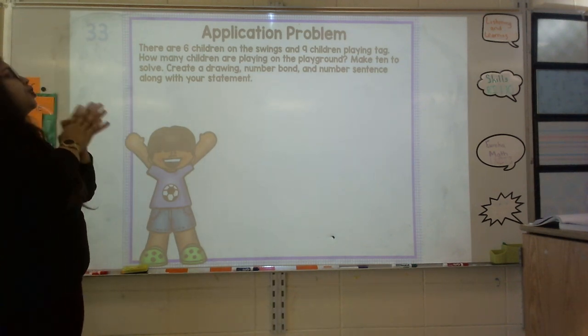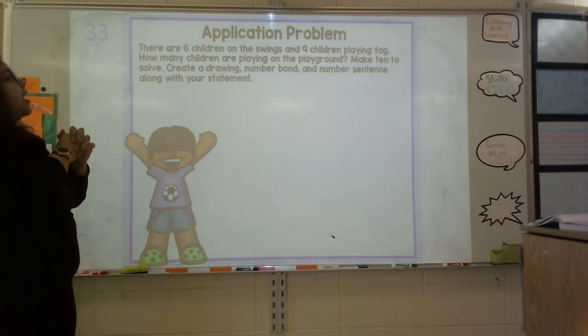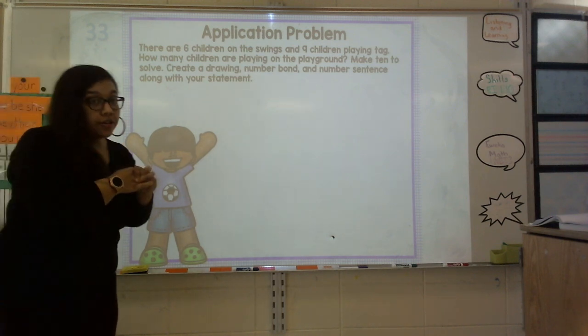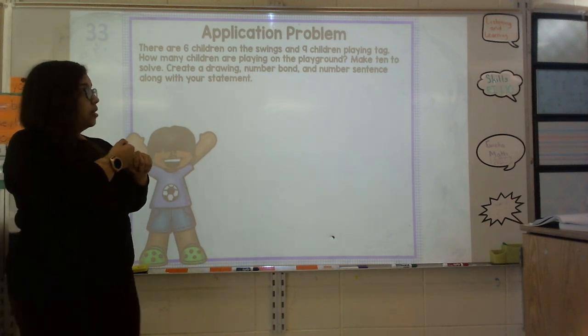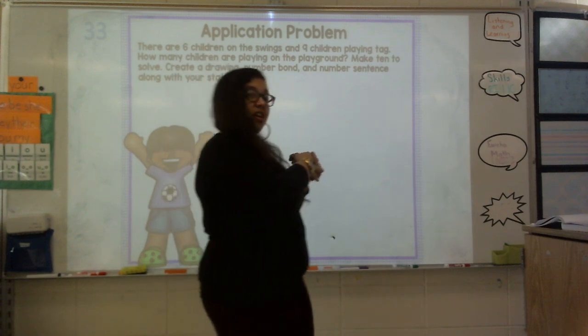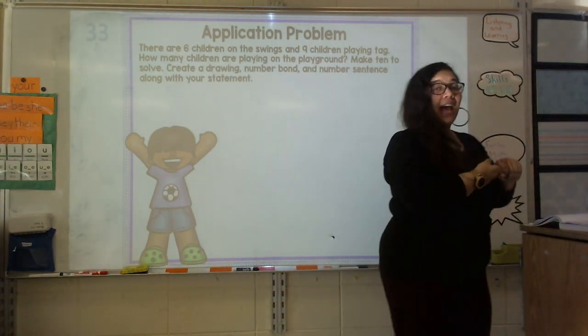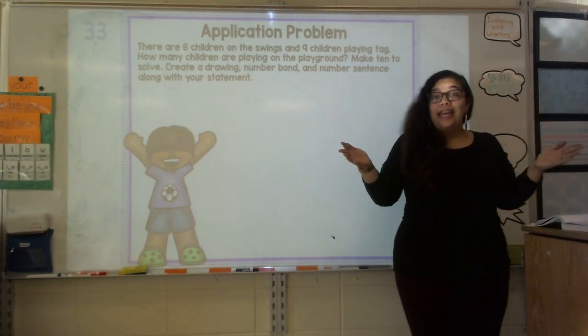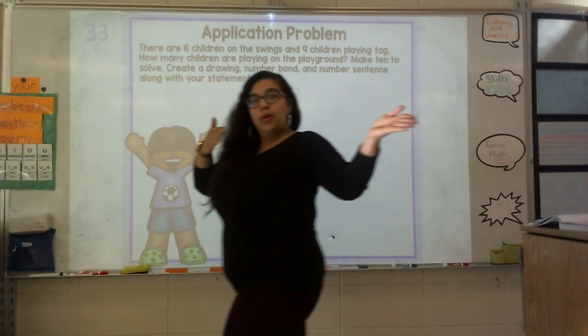There are 6 children on the swings and 9 children playing tag. How many children are playing on the playground? Make 10 to solve. Create a drawing, number bond, and number sentence along with your statement. So you need a picture, you need a number bond, you need a number sentence, and you have to have your word answer because it's a word problem. All right, guys, so go on ahead and get to it, and I'm going to slide up out of your way.